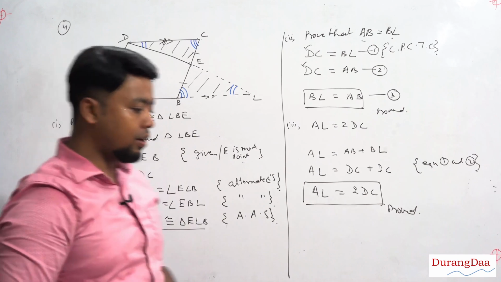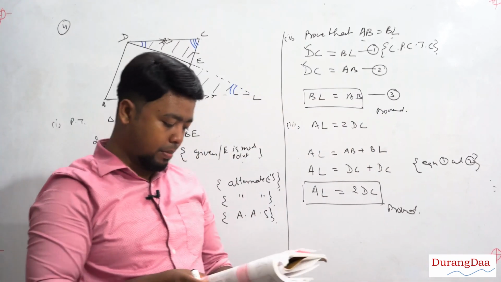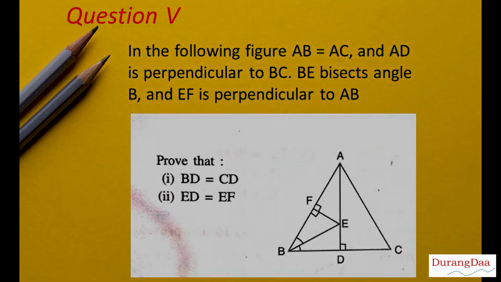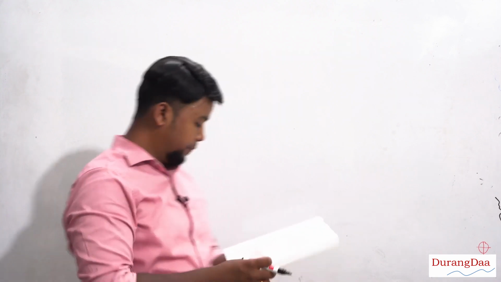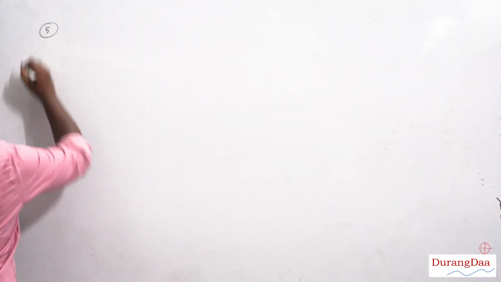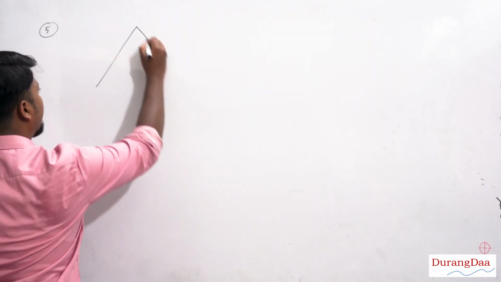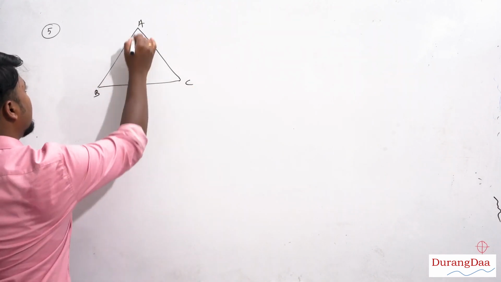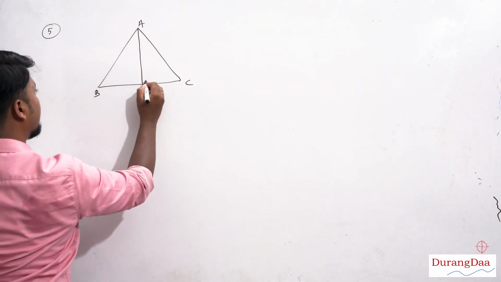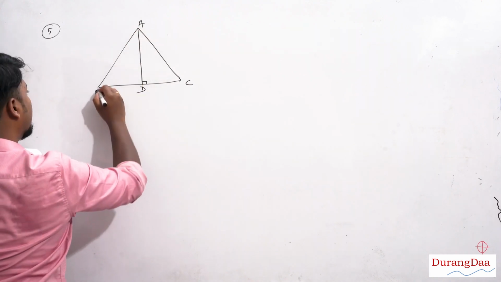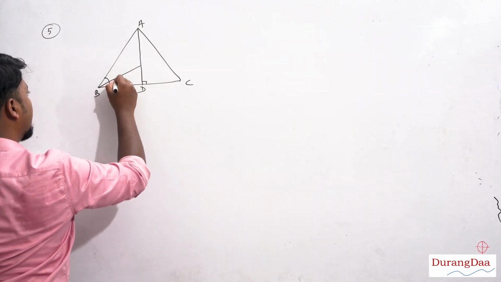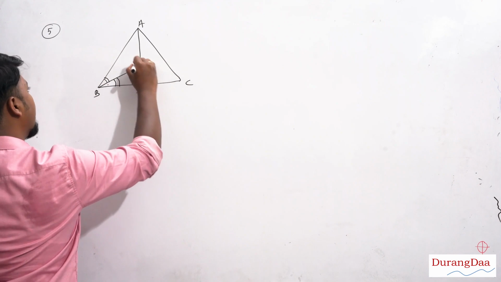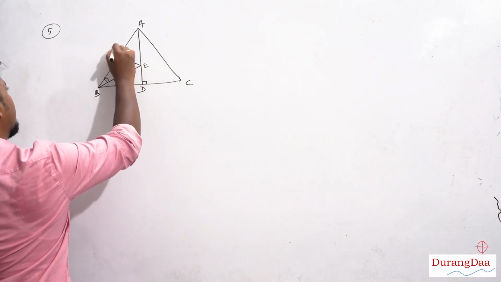I hope this question is clear now. Let's move on to question number 5. Let us now try to solve question number 5. So in question number 5, a figure has been provided here. A triangle is there, and as you can see, it has been labeled A, C, B. A perpendicular has been drawn, which is marked as AD. Then we have one angle bisector. These two angles are equal, and this point is E. We have another perpendicular here, which is EF.